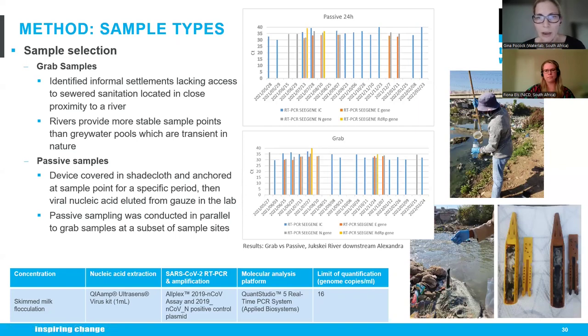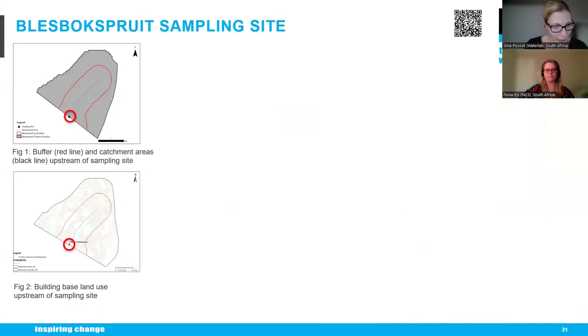So you can see in the grab samples there, in September of 2021, we were in an interwave period without a lot of positive results. But in the passive sample, we actually did pick up some positives. So it just shows that when the viral concentration was low, passive samples were very useful because they were in there for a longer time. And this would also obviously apply during rainfall, when the dilution factor was higher.